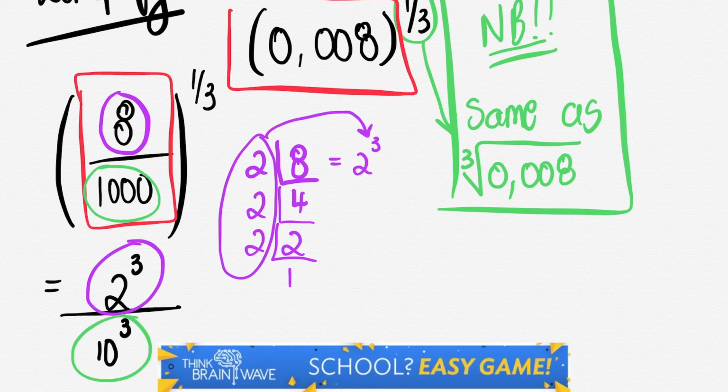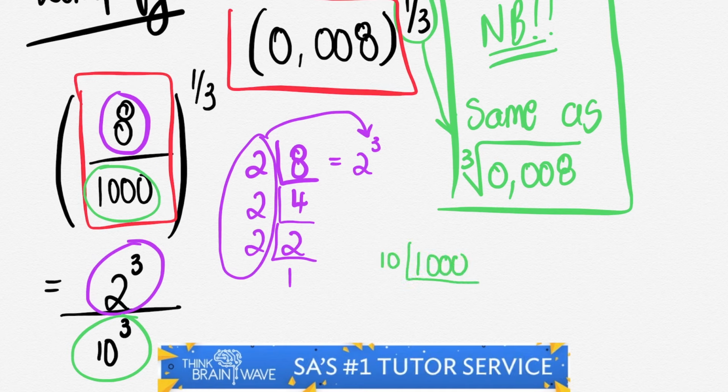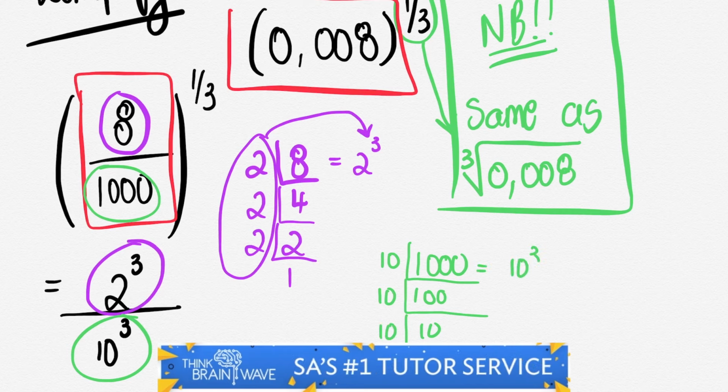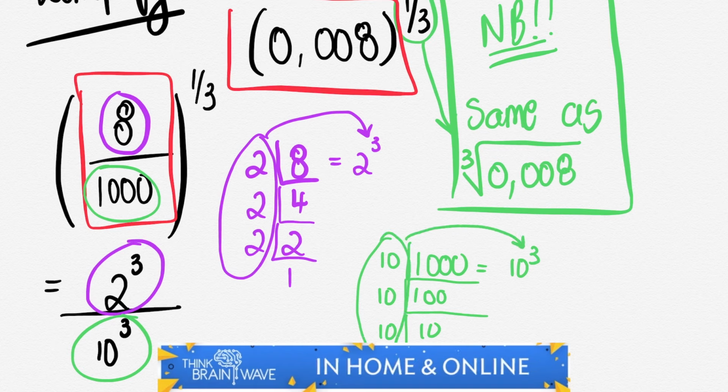Now let's do the same for 1,000. We take 1,000 and we divide by 10, we get 100. Again, by 10, we get 10. And from 10, we get 1. This is very simple. That's 10 cubed. As you can see, there are 3 10s. And then we mark it as 10 cubed.